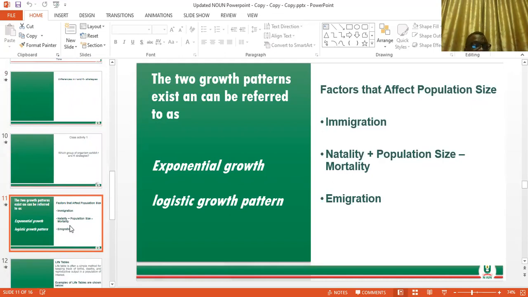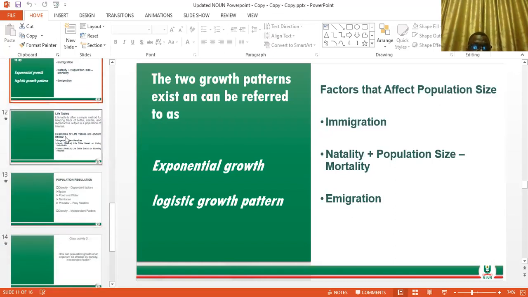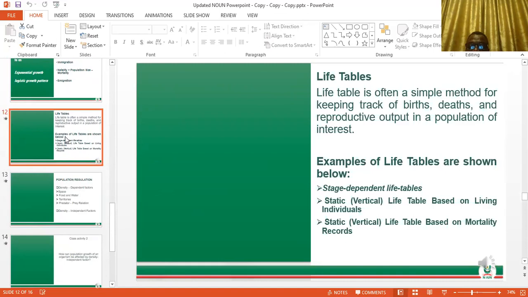Before that, we also looked at other factors that regulate population, like immigration, mortality, and emigration. And we said these factors give two growth patterns, which are exponential growth and logistic growth patterns. And we also talked about the life table. It's often a simple method for keeping track of births, deaths, and reproductive output in a population of interest.